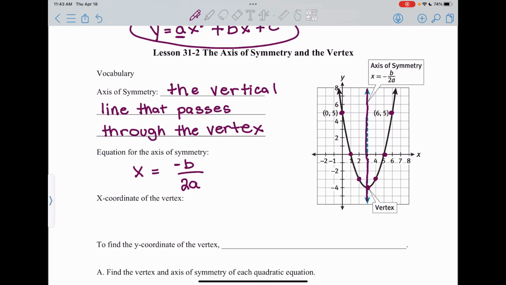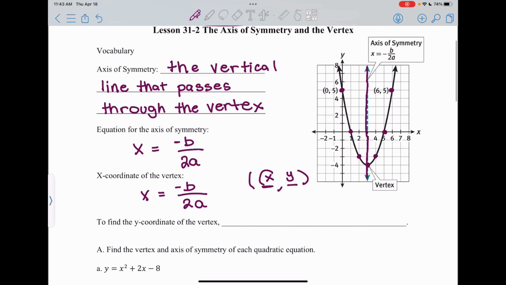If this equation can be used to find the axis of symmetry, and the axis of symmetry goes through the vertex, that means that the x-coordinate of the vertex can also be found using x equals negative b over 2a. But remember, to find the vertex, not only do we want the x value, but we also need its y value. So once we know what x is, to find the y value of the vertex, we need to plug the x value into the quadratic equation.